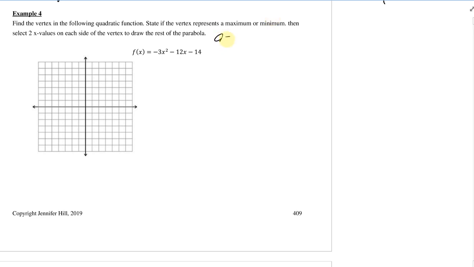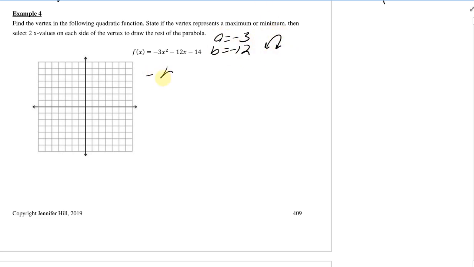So here I've got my A is -3 and my B is -12. First of all, since this is a negative A, that means that this is going to open down. So that means that my vertex in this case is going to represent a maximum. This just helps me level set my expectations about what it's supposed to look like.